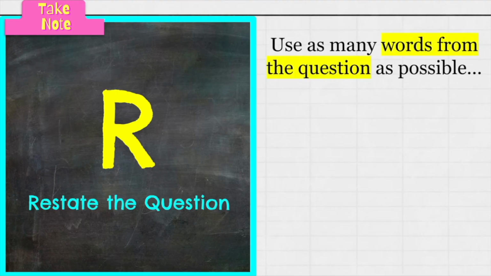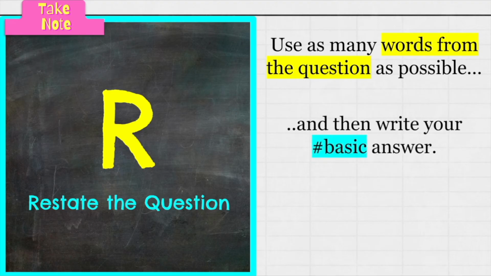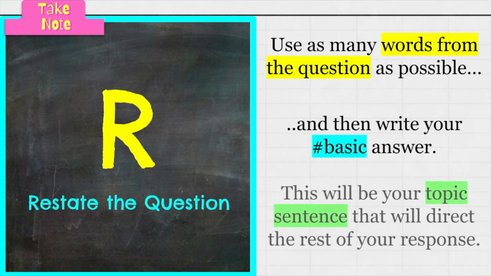First of RTQT is R, and R stands for restate the question. You're going to use as many words from the question as possible, and then write your basic answer. This will be your topic sentence that will direct the rest of your response.